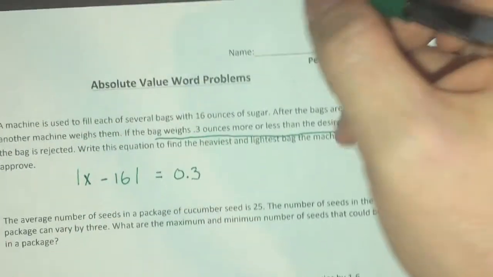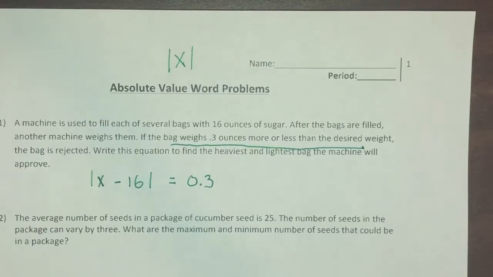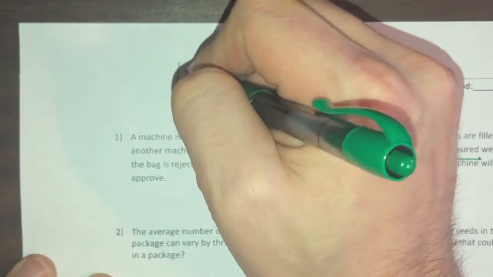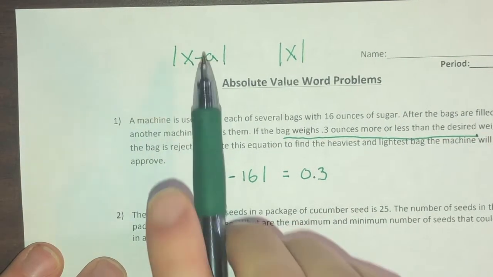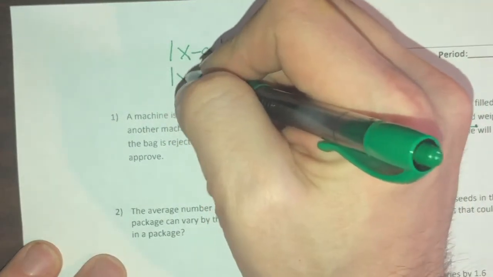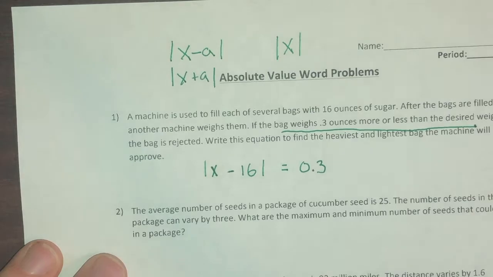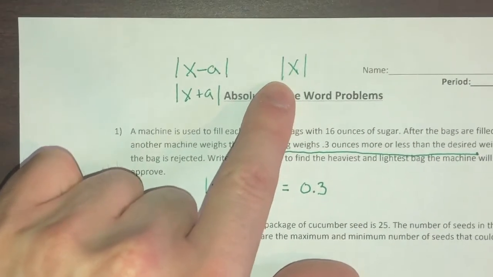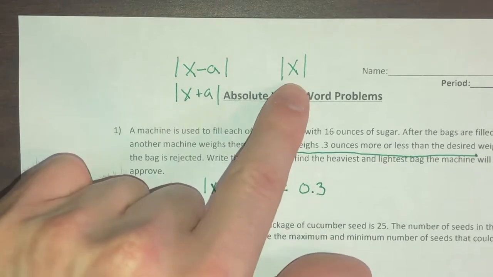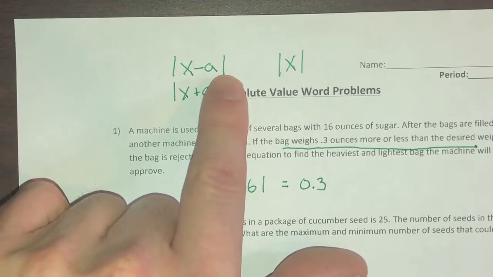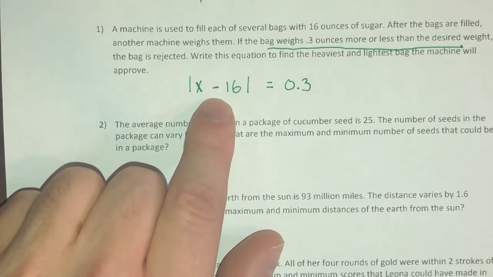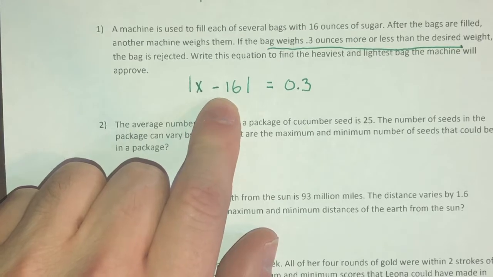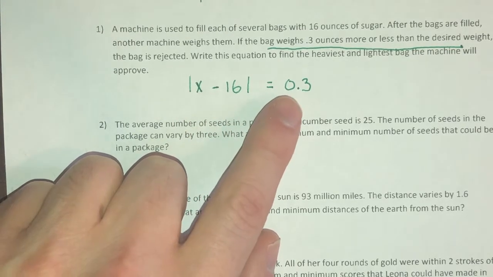Usually we learned absolute value means distance from 0. But if you put in a number inside like this, this means the distance from whatever A is. So this would be a positive A, and this would be a negative A, okay? If you think about it, if A is 0, all you have is X, and this is distance from a certain number, all right? So what we're looking for is the difference or the distance from 16 has got to be equal to 0.3.